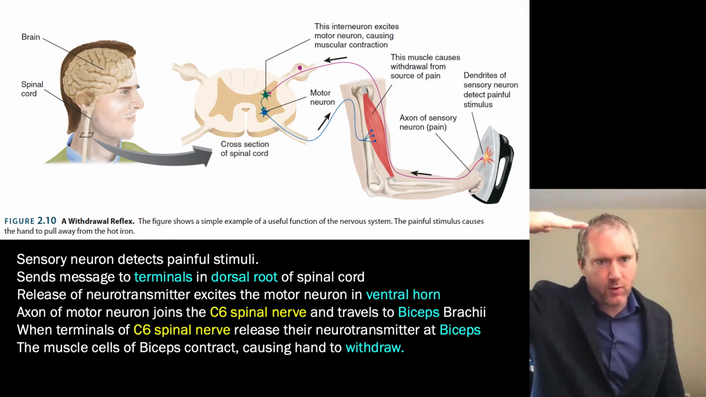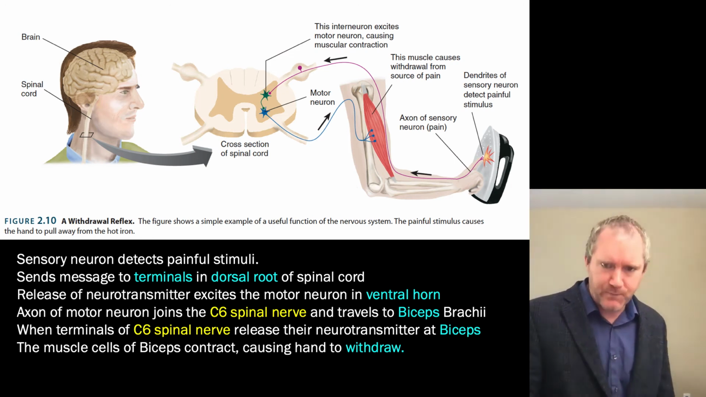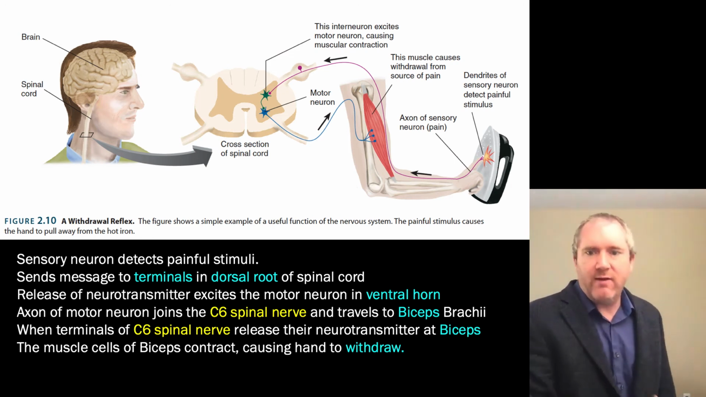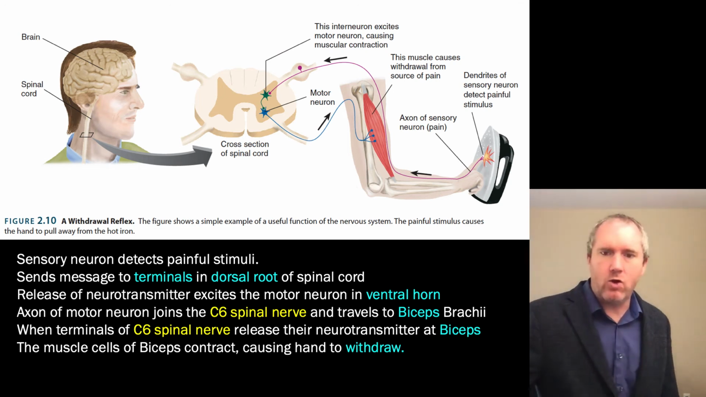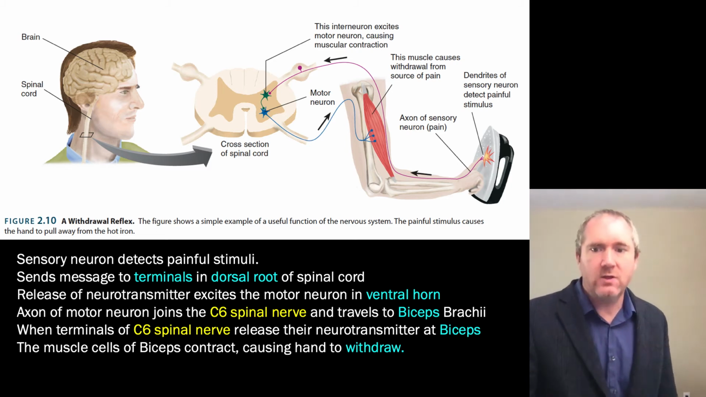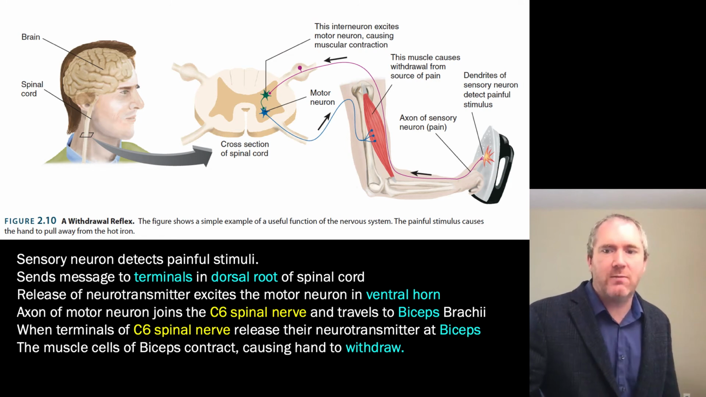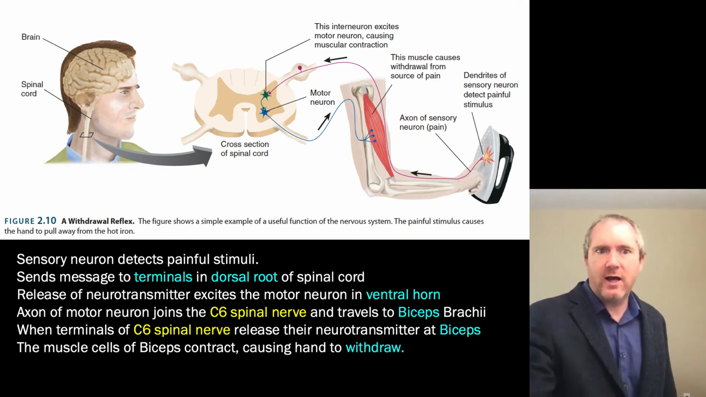This message wouldn't go all the way to the brain necessarily to get a response. So here you have the axons of the motor neuron joining the C6 spinal nerve and then traveling to the biceps themselves, or the biceps brachii, where, when terminals of the C6 spinal nerve release the neurotransmitter at the biceps, the muscles of the biceps contract, causing the hand to withdraw.